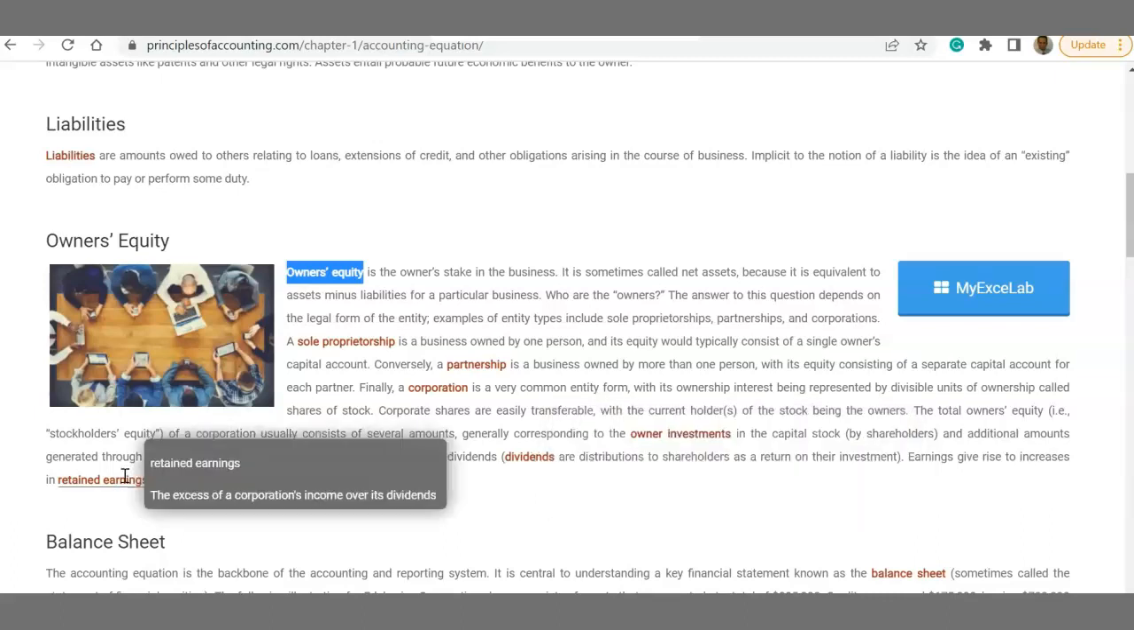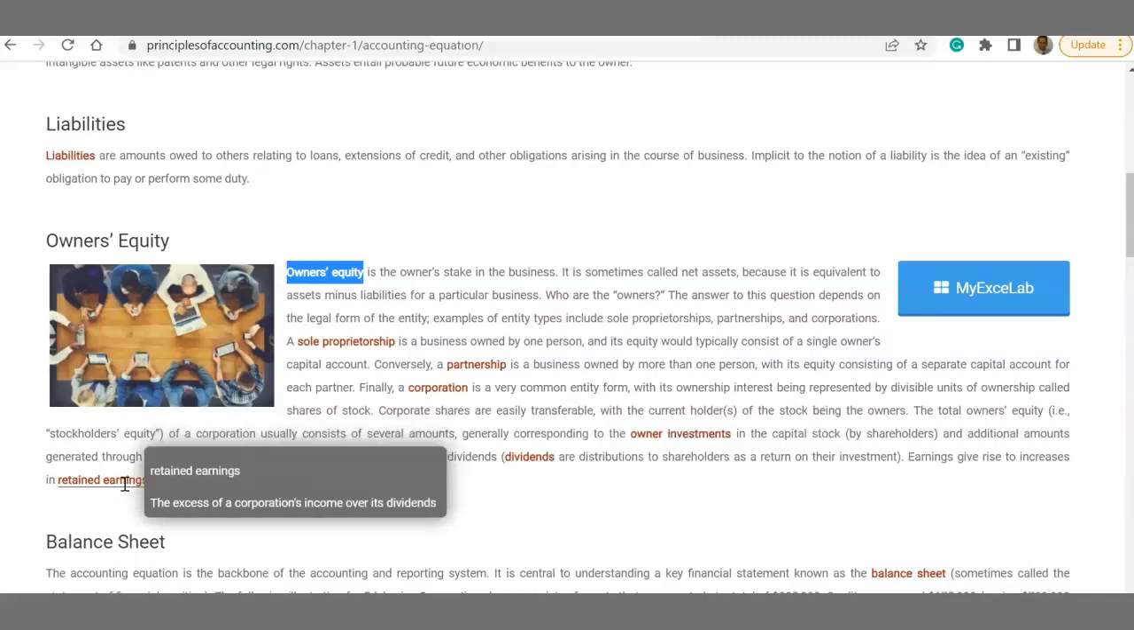What is retained earnings? That is a very confusing part of accounting. Retained earnings means retained profit, kept profit. What is that? It is the excess of corporation income over its dividends. So the corporation has some income, minus any dividend that it pays to shareholders. Whatever is left, we put in a T account. We call it retained earnings.